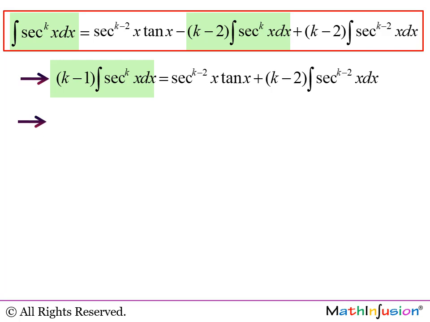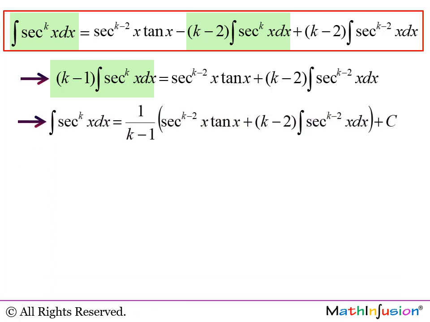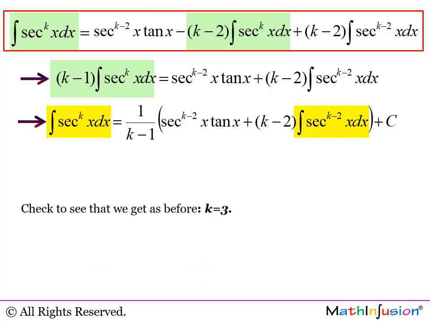So now the only thing left to do is divide everything by k minus 1. And I get that. It looked terrible, but it was really easy to get. And actually, if you noticed, I used exactly the same technique as I used with secant cubed x. This is a reduction.